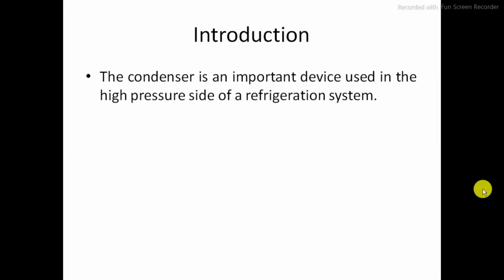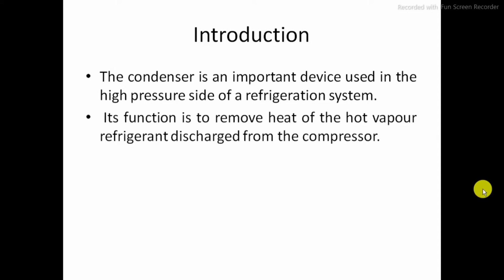Condenser is an important device used in the high pressure side of the refrigeration system. As we know, in our refrigeration system we have compressor, condenser, expansion device and evaporator. The condenser is a very important device used at the high pressure side. Means after compression, when the temperature and pressure of the vapor refrigerant increases, we use the condenser. Its function is to remove heat of the hot vapor refrigerant discharged from the compressor.